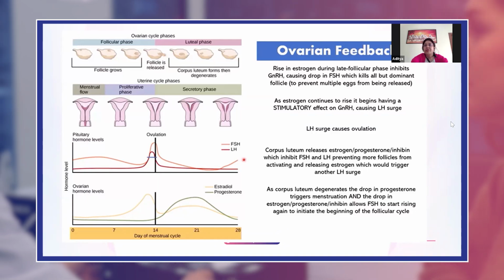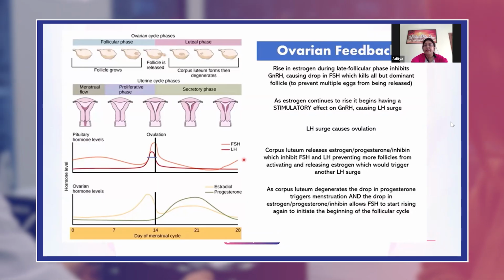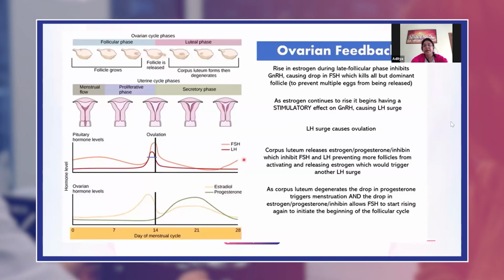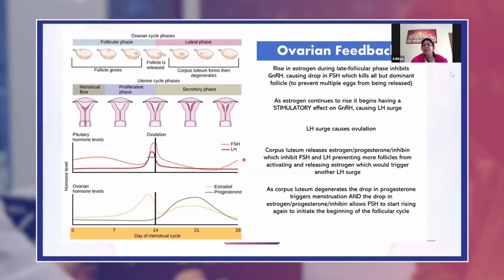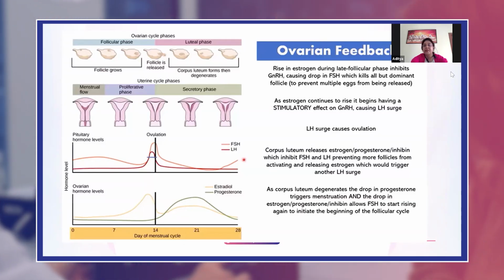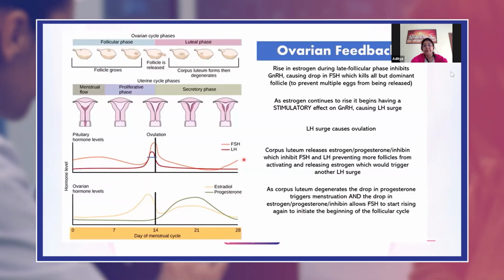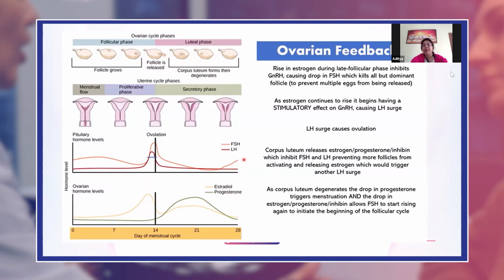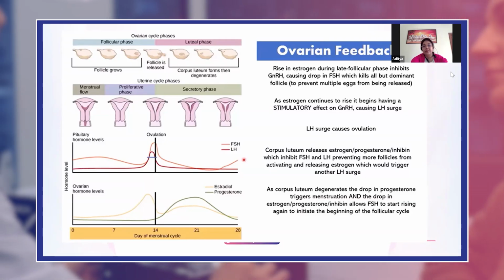What happens? There is a rise in estrogen during the late follicular phase, which inhibits GnRH, causing the drop in FSH, so the weaker follicles undergo atresia and only the dominant follicle can survive. As the estrogen continues to rise, it begins having a stimulatory effect on GnRH, causing the LH surge. And this LH surge triggers ovulation. Once the corpus luteum forms, it releases estrogen, progesterone, and inhibin, which inhibit FSH and LH, preventing more follicles from activating and releasing estrogen, which would trigger another LH surge.